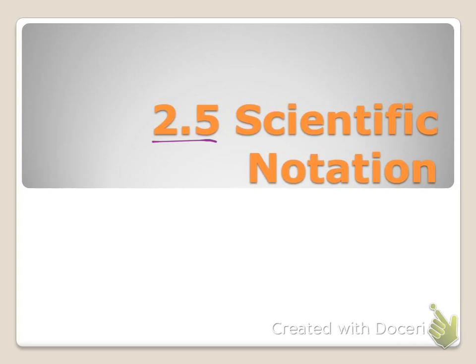Scientific notation. Now, one thing you need to know about scientific notation, we are not solving anything. We're not even changing the value of the numbers. All we're doing is writing it a different way. Scientific notation is a way that we can write really, really huge numbers in a simple way, okay? That's all scientific notation is.